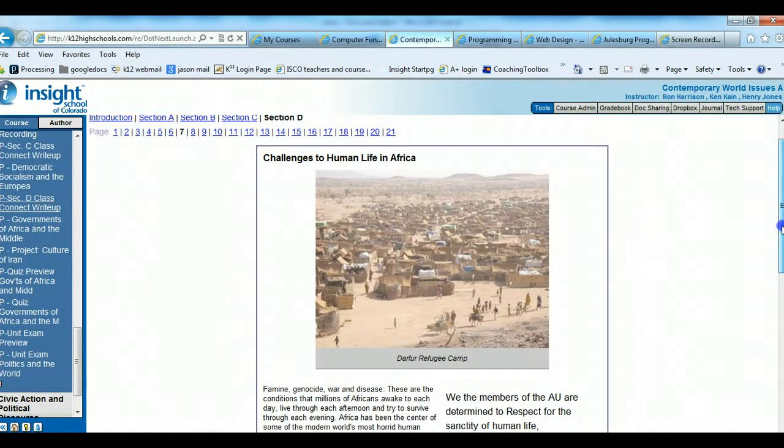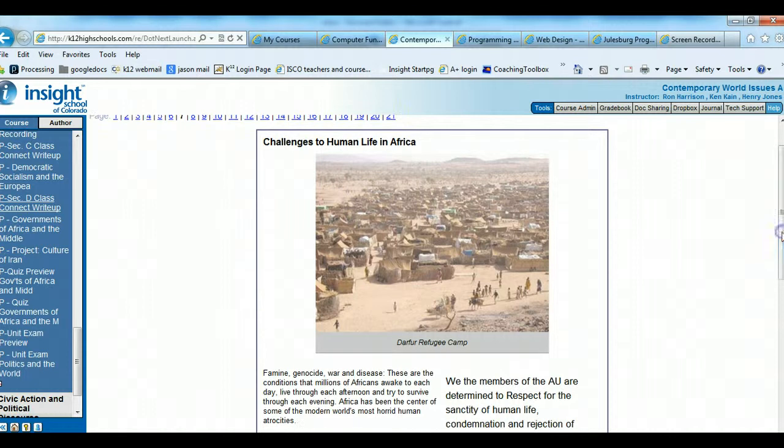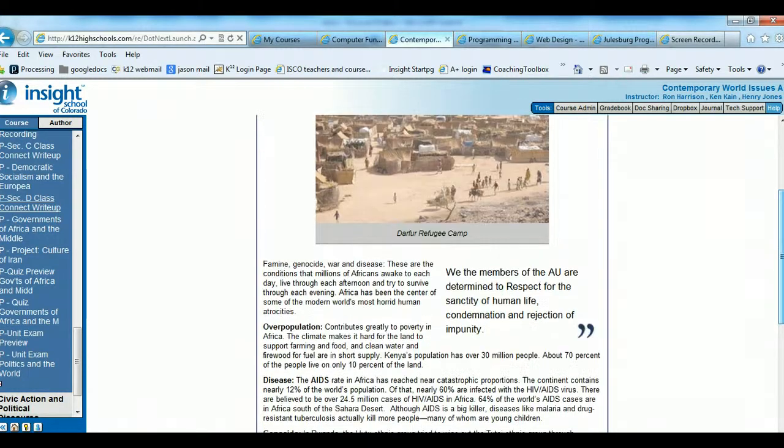Some challenges in all of Africa. Look at this refugee camp. Lots of people live in refugee camps, and refugee camps happen because there might be like a civil war going on in the country. So the people flee the country into another country where they feel safer, but then they have no place to live, so they set up these tent cities. And you can see cardboard boxes, tents, different things like that is where these people live.